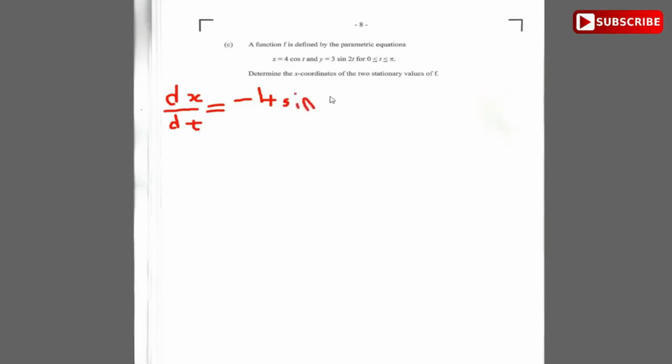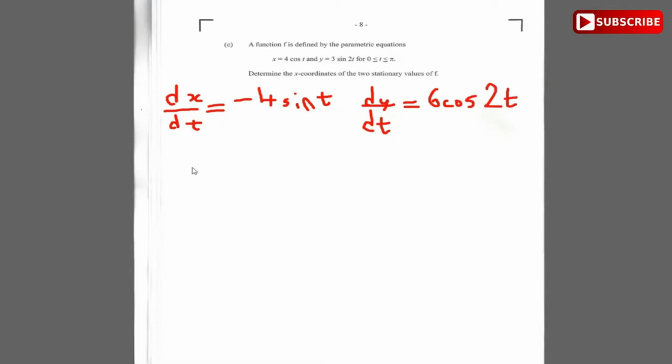Since we have dx/dt, we need dy/dt now. When you differentiate sine, you get cos, but the derivative of sin 2t is 2 cos 2t. 2 times 3 is 6. And so we get 6 cos 2t. All right, that's dy/dt.